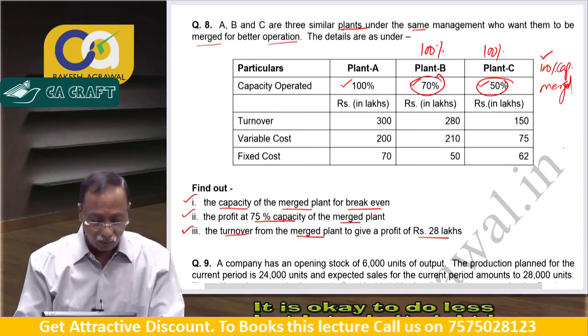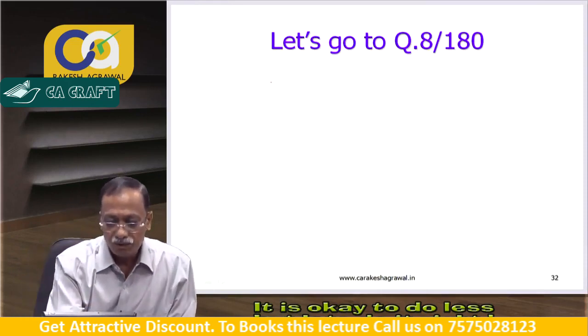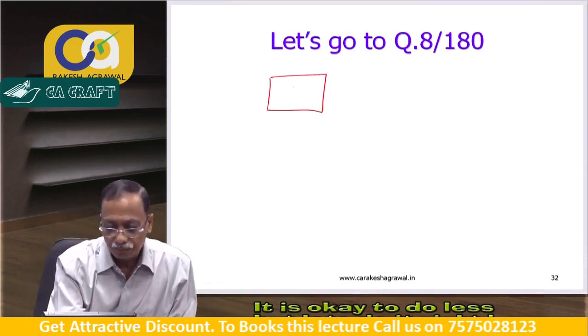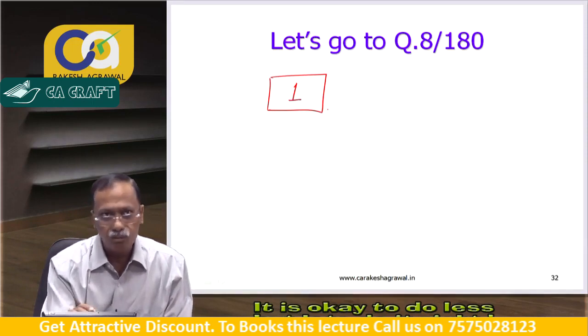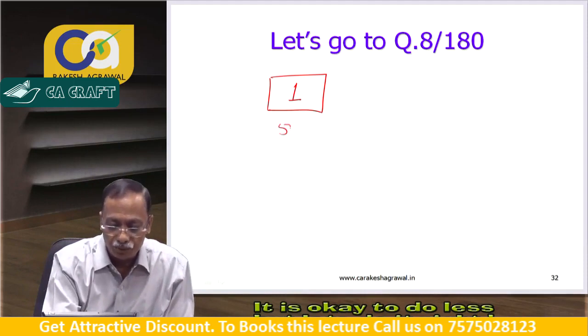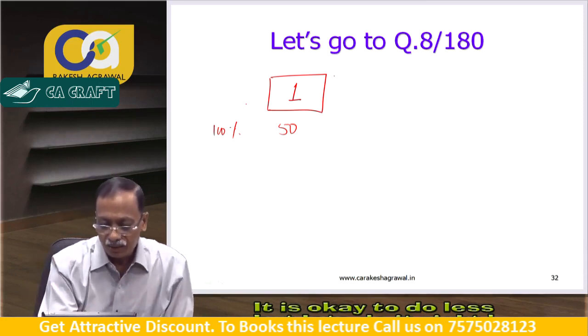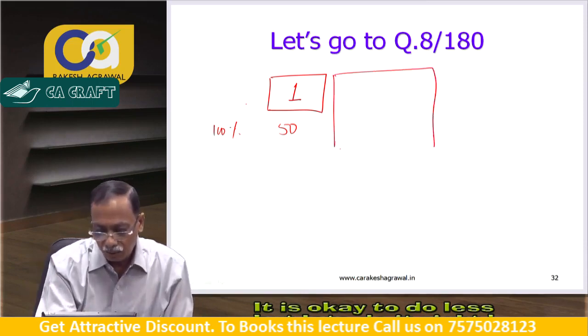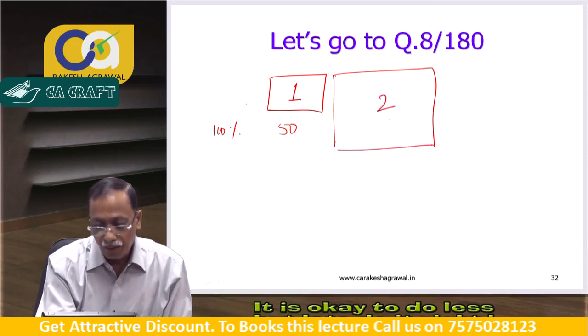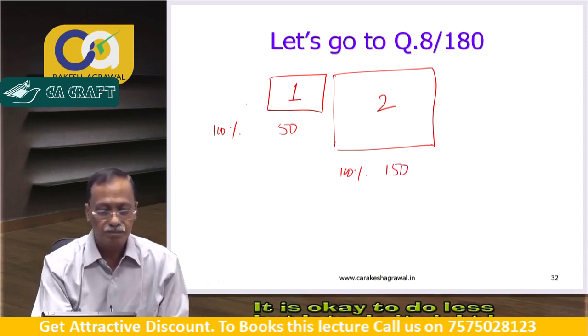Before that, I'll take one more example just for explanation. Suppose we have classroom number 1, a smaller classroom. It has a capacity to accommodate 50 students, which is 100% capacity. And there is an adjacent, bigger classroom number 2, whose 100% capacity, full capacity, is to accommodate 150 students.